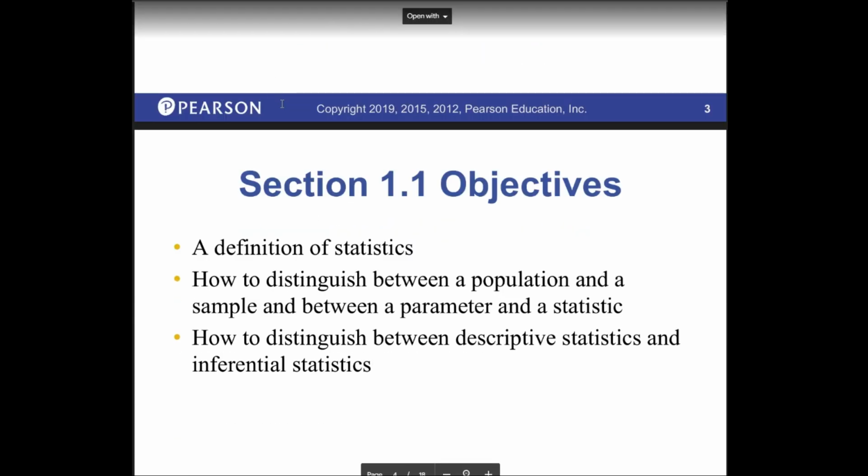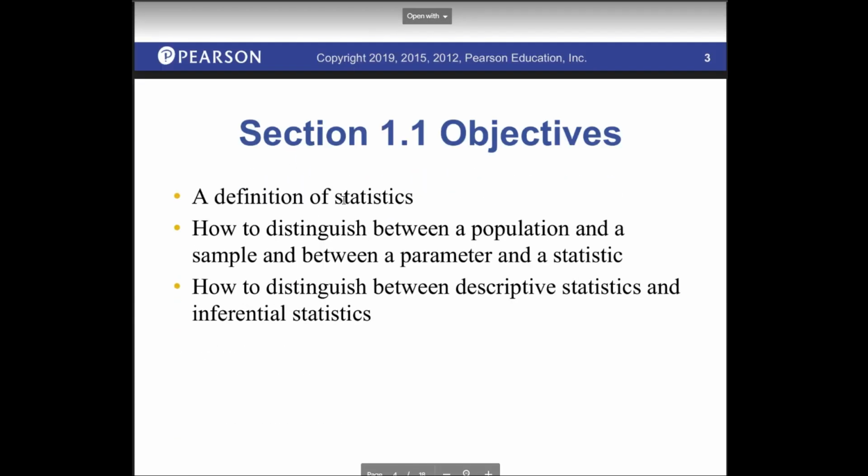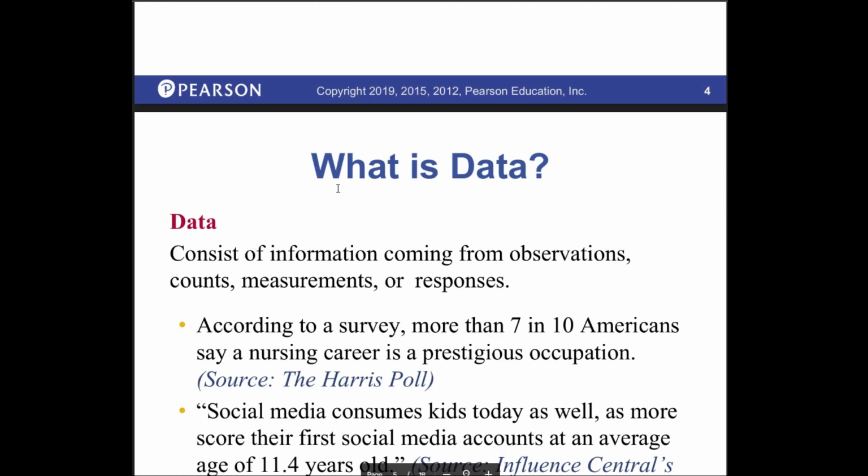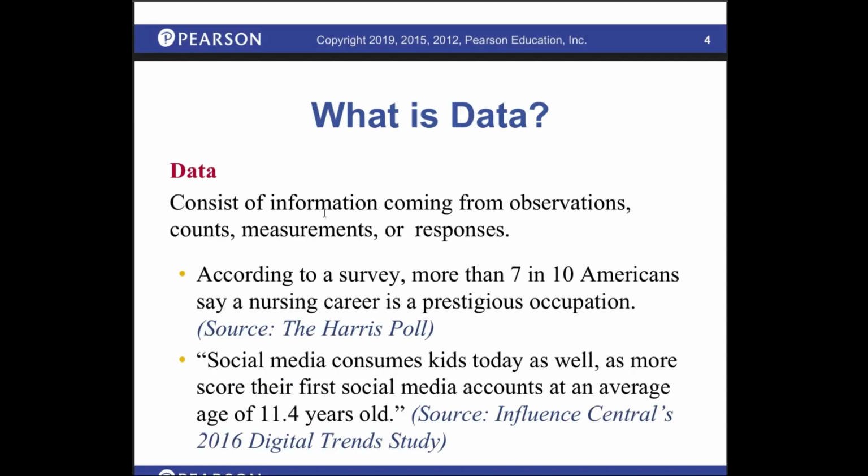Section 1.1 objectives: a definition of statistics, how to distinguish between a population and a sample and between a parameter and a statistic, and how to distinguish between descriptive statistics and inferential statistics. And then first, what is data? Data consists of information coming from observations, counts, measurements, or responses.